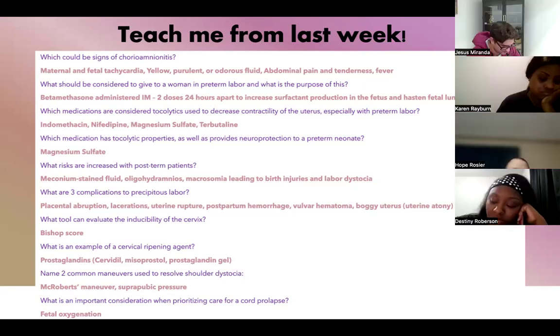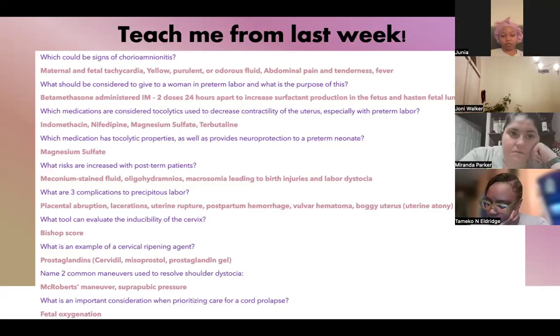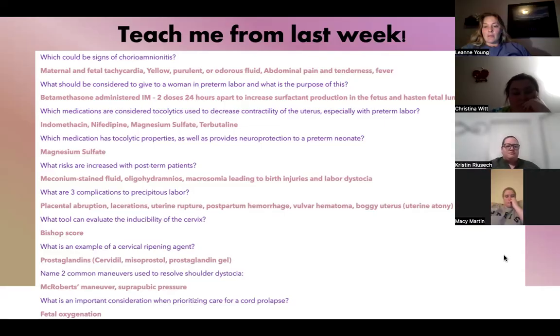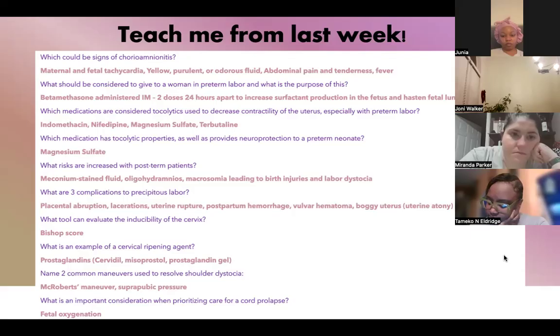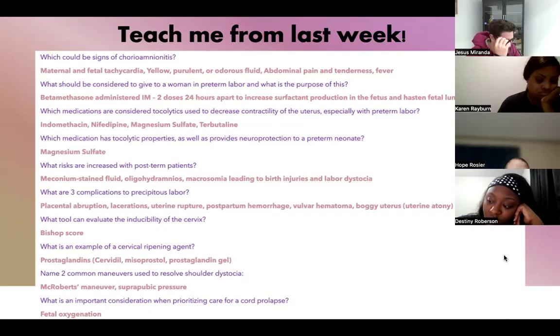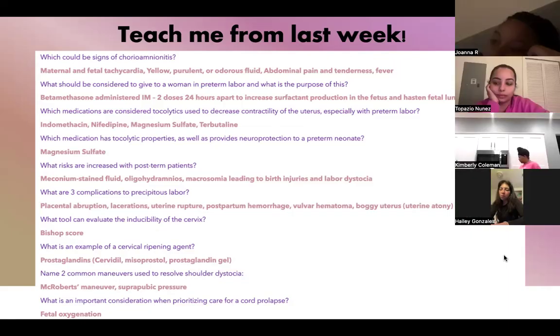What else are we going to do for a cord prolapse? Is this patient going to deliver vaginally? No, she's a stat C-section immediately. We need to get that patient back to the OR. What else would we do in the meantime while we're getting her back to the OR? What are some things that we can do to help relieve pressure on this umbilical cord and oxygenate our baby?